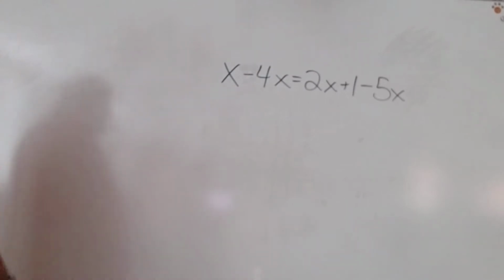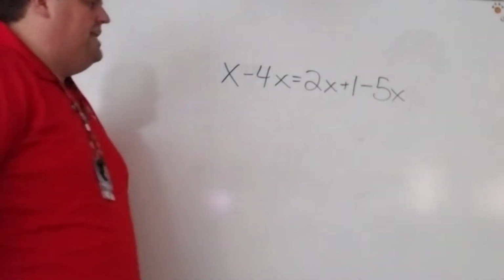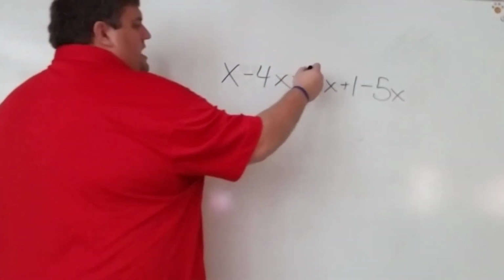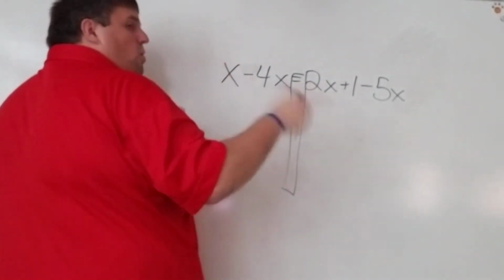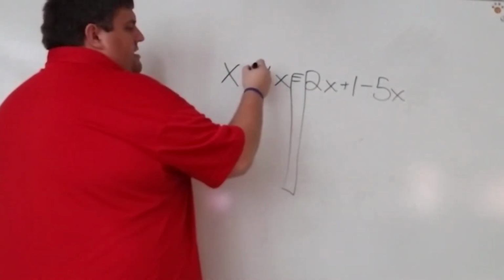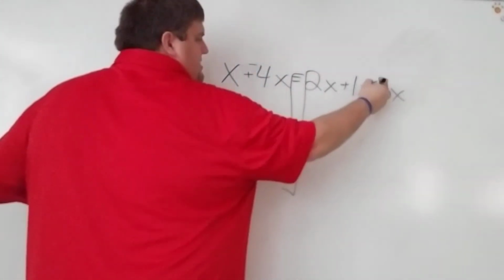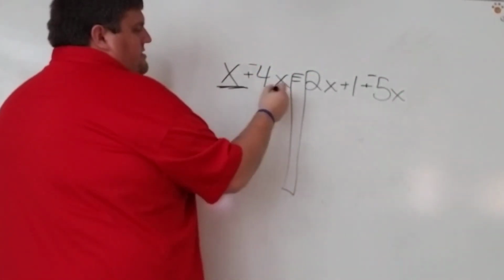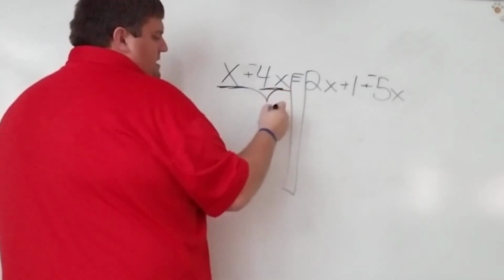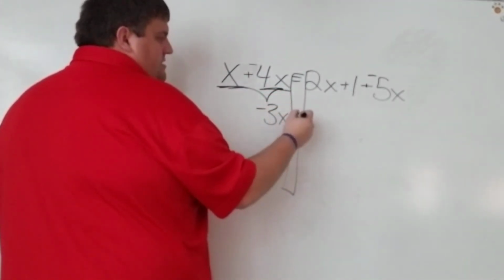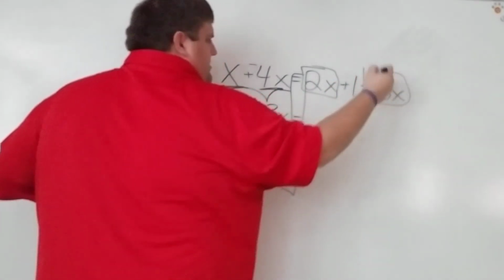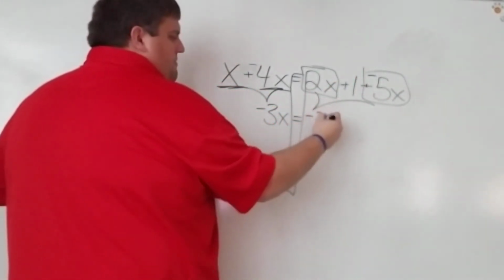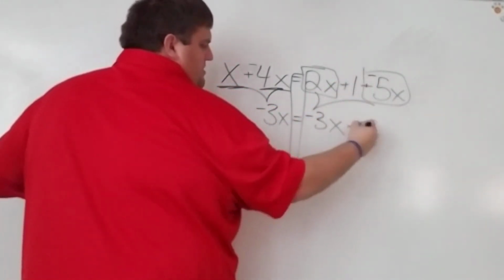So we got x minus 4x equals 2x plus 1 minus 5x. So this time I don't have any distributive property, but you can see I definitely have some like terms. And remember, I can combine my like terms and add them together only if they're on the same side. So I'm going to be really careful with my signs here. 1x and negative 4x would give me negative 3x's. 2x and negative 5x would be negative 3x, and then I still have this 1 over here.